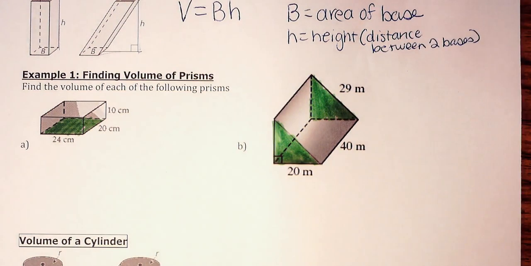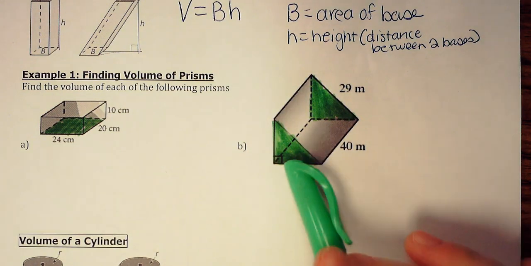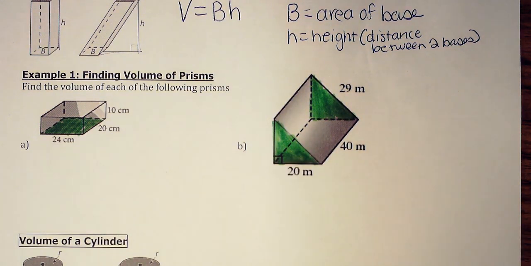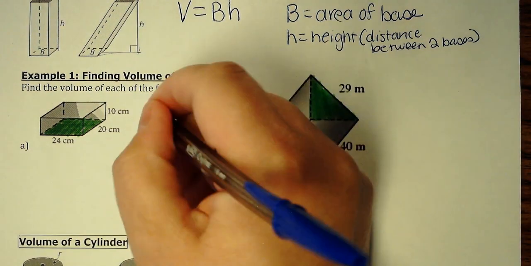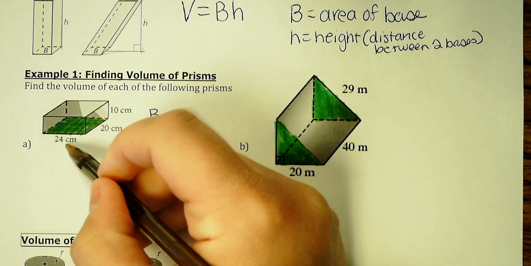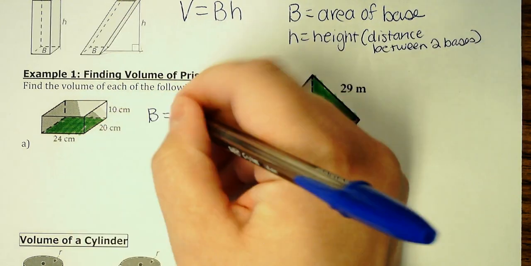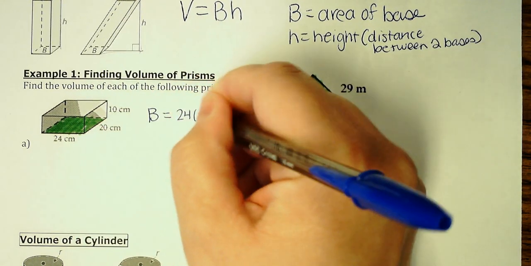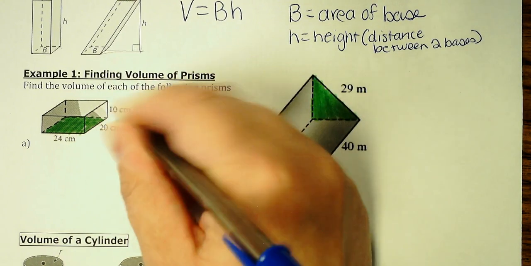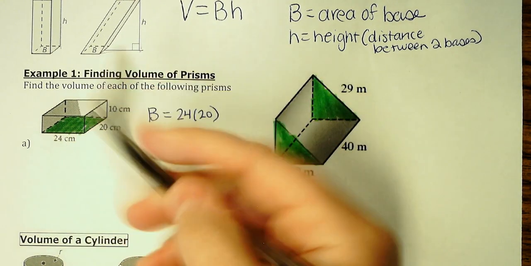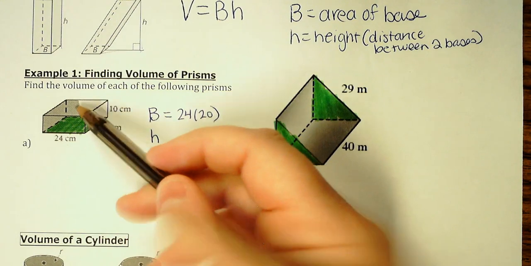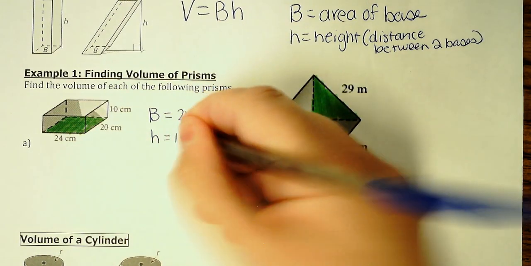When you're doing volume or surface area, they have to give you the base so you can figure it out. But with any other prism, the shape of the base has got to be parallel. Okay, so here, the area of my base is just going to be base times height, length times width, however you want to do that. So 24 times 20. And then the height is going to be the distance between the 2 bases. So the bottom of this box and the top of this box, the distance between them is 10.